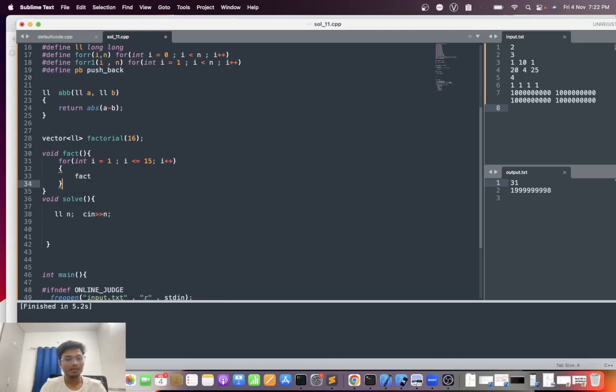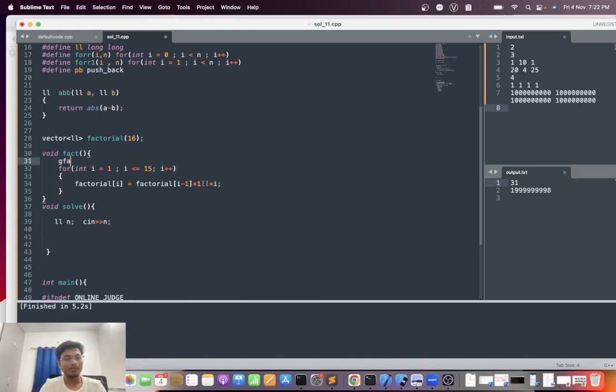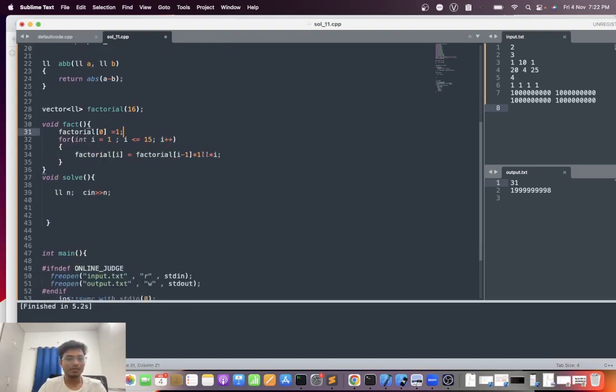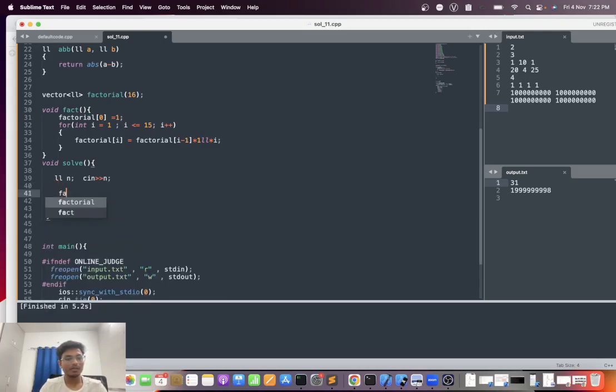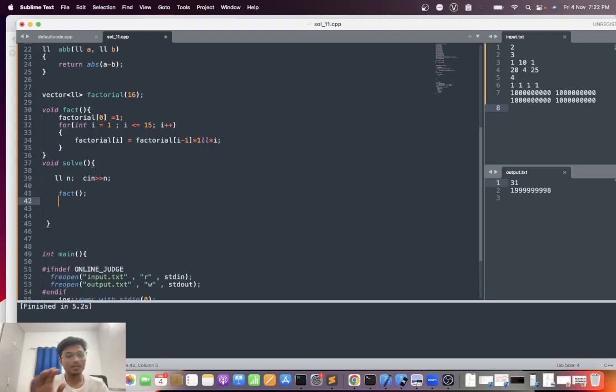Factorial of i is equal to factorial of i minus 1 times i. That is a simple algorithm. And I need to define that factorial of 0 is 1. Okay, here we go. I need to call this function. I'm calling this function here, that is fact. Now my factorial array is completely filled.